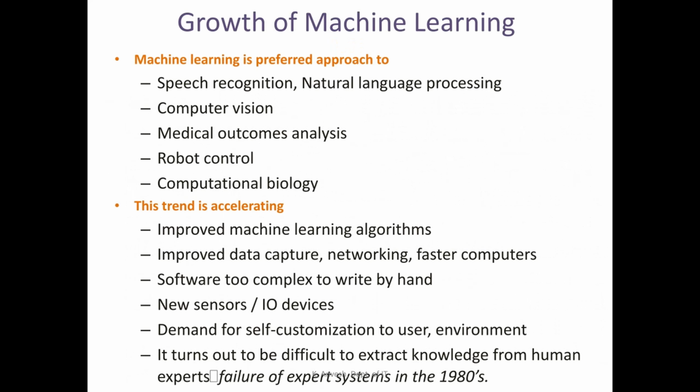Growth of machine learning: it is the preferred approach to speech recognition, natural language processing, computer vision, medical outcomes analysis, robot control, computational biology. This trend is accelerating due to improved machine learning algorithms, improved data capture, networking, faster computers, software too complex to write by hand, new sensors and I/O devices, and demand for self-customization to user environment. It turns out to be difficult to extract knowledge from human experts, as seen in the failure of expert systems in the 1980s.